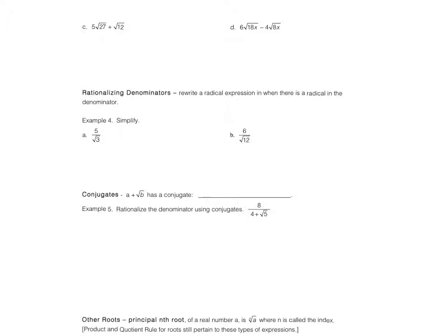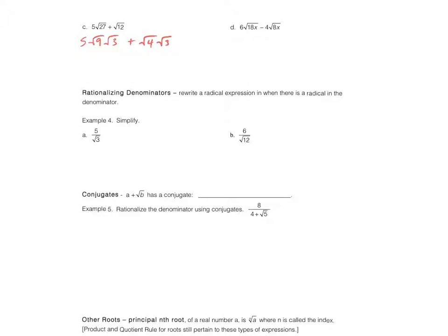Continuing on in example 3C, initially it doesn't look like we can combine these because the square root of 27 is not the same as the square root of 12. But we can break both of those down into different radicals. So 27 is 3 times 9, so this is 5 times the square root of 9 times the square root of 3. And then the square root of 12 is the square root of 4 times the square root of 3.